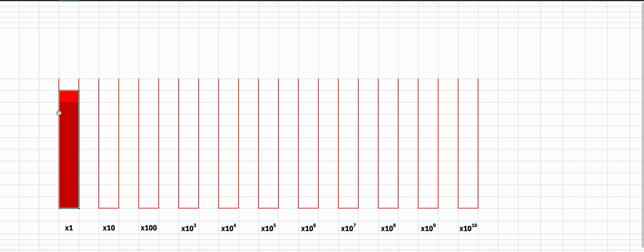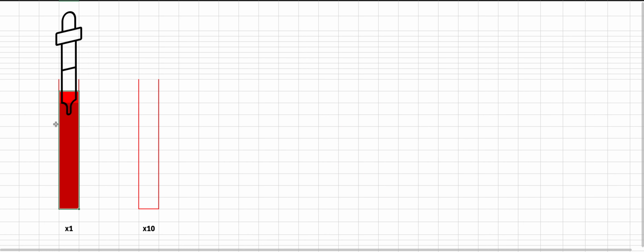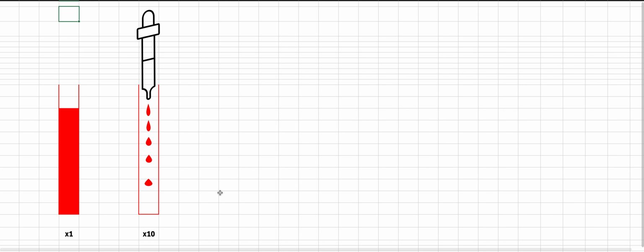All right, here we go. Now here's the original solution, food coloring, whatever, okay? And we're going to take an eyedropper and put 1 unit of it down here. Mm-hmm. There it is, just like blood.